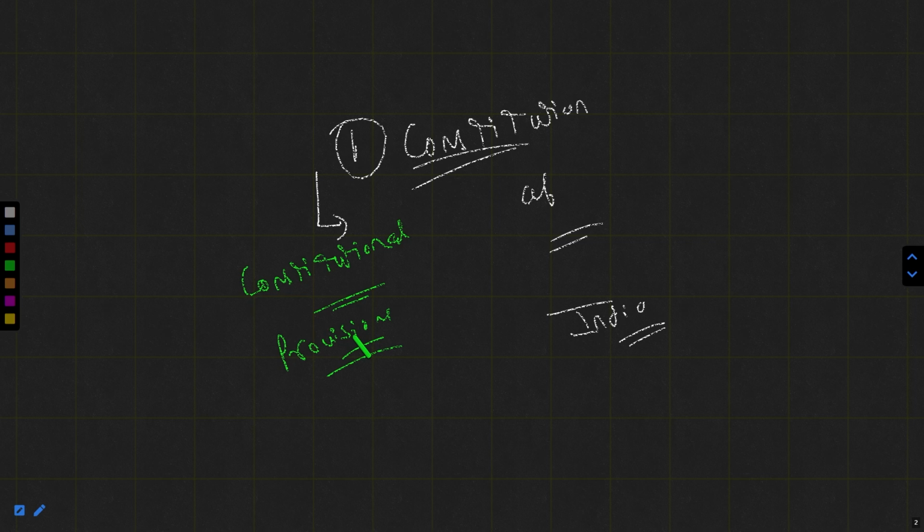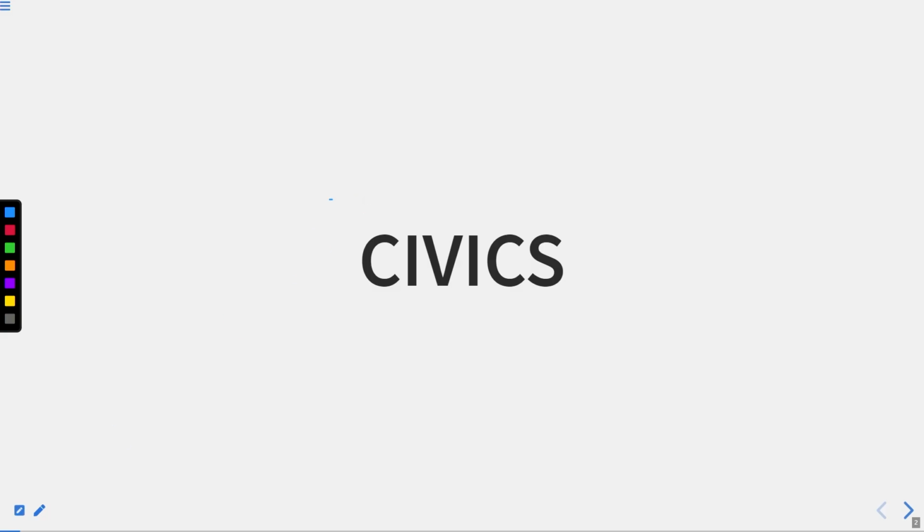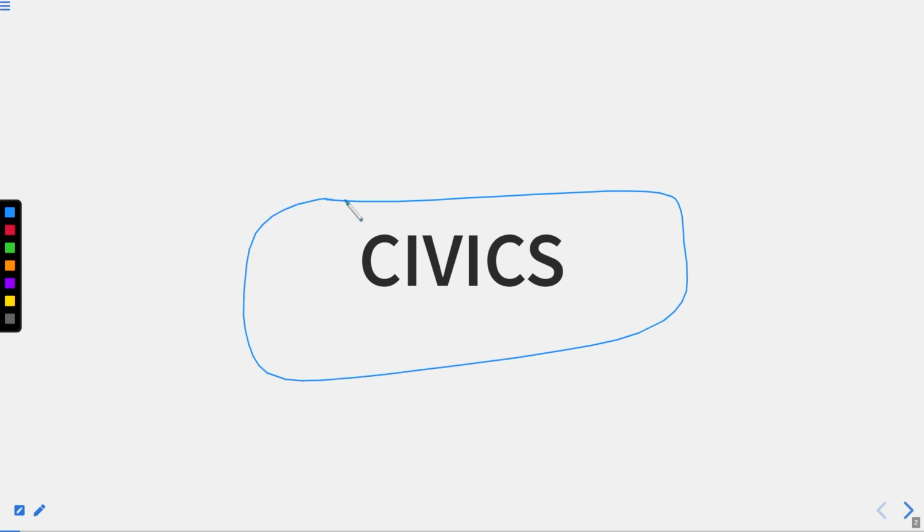So what do you mean by constitutional provisions? It means the provisions which are mentioned in the constitution. As we know, India has a constitution, and in competitive exams which you are going to face, constitution related questions are often asked. That makes this topic very important to be covered. So with this note, let's start.